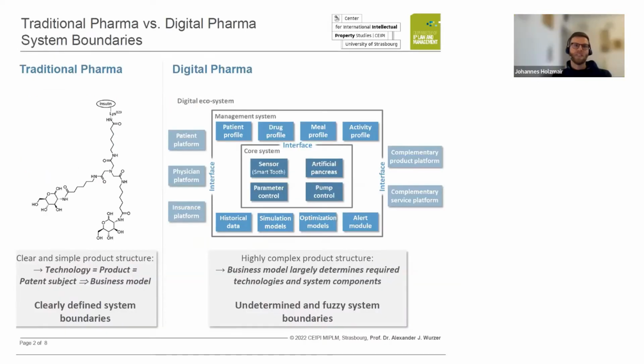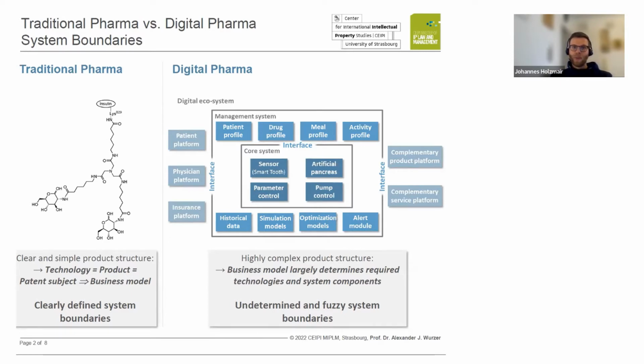Yes, let's start with the system boundaries of traditional pharma versus digital pharma. In the traditional pharma, there was a clear and simple product structure. We had, for example, a drug, which was produced by a certain technology, and this became a product. And we had one patent subject, so one business model was enough for clear, defined system boundaries.